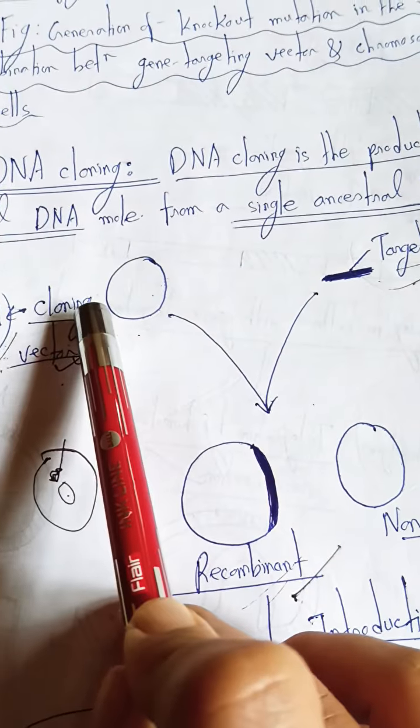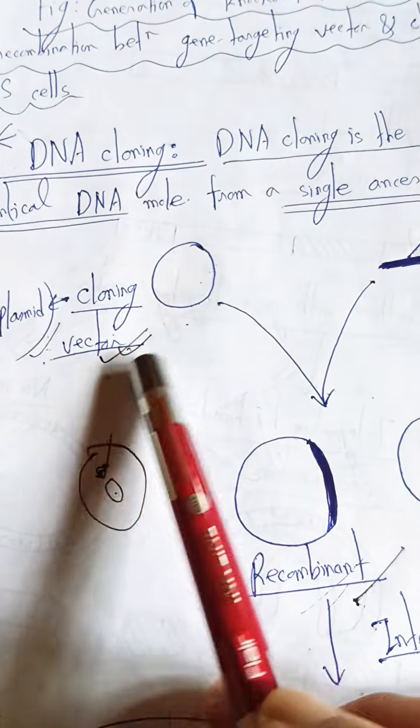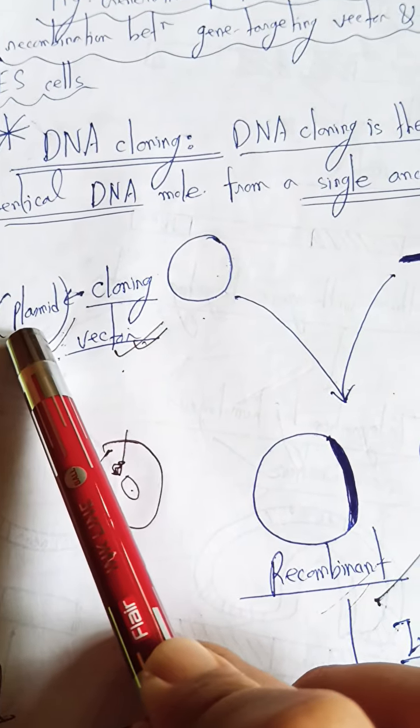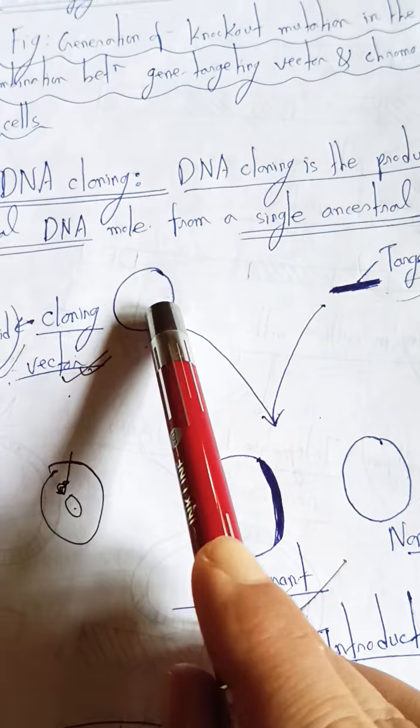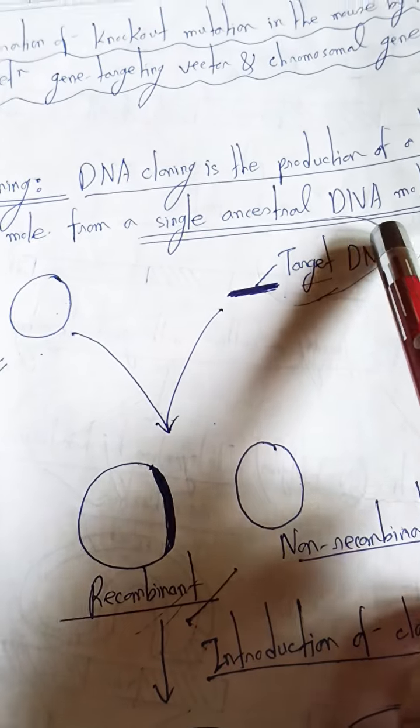Then we use a vector. What type of vector? Cloning vector. For example, plasmid cloning vector. Now this cloning vector is bound to your target DNA.